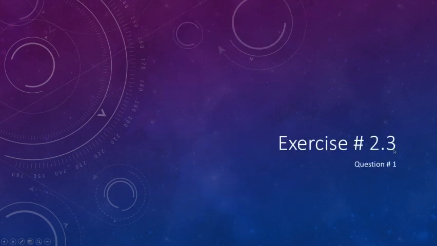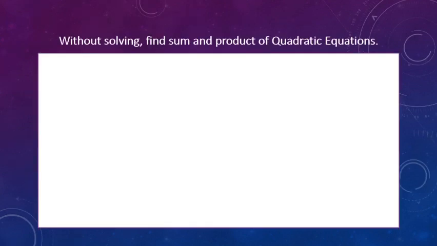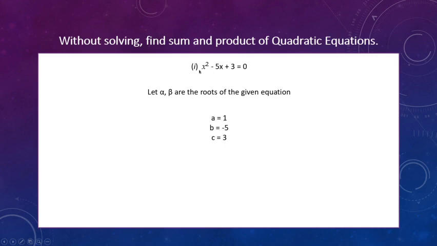Now we'll start exercise number 2.3. It's question number 1. The statement of the question is, without solving, find sum and product of quadratic equations. Question is x square minus 5x plus 3 is equal to 0. If we compare this equation with the standard form of the quadratic equation, that is ax square plus bx plus c is equal to 0, we will conclude that a is equal to 1, b is equal to minus 5 and c is equal to 3.